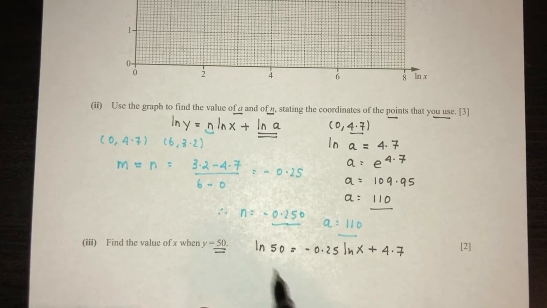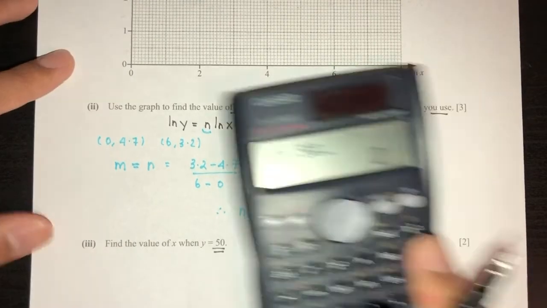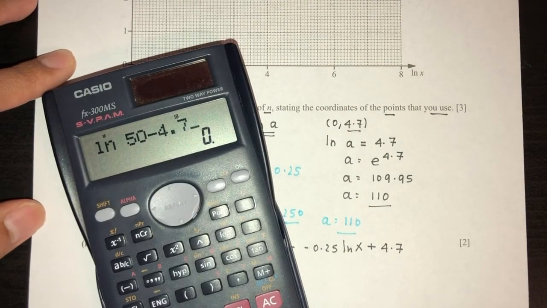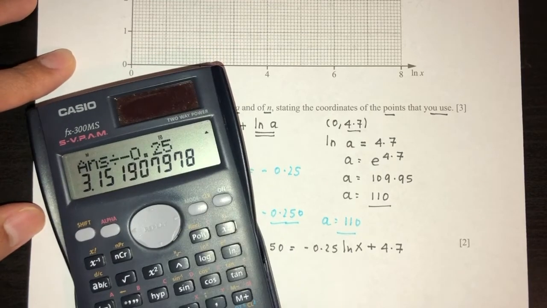So simplify. So this minus this divided by this. So we have ln of 50 minus 4.7 divided by minus 0.25. That will be this value. So x will be exponential of that value.